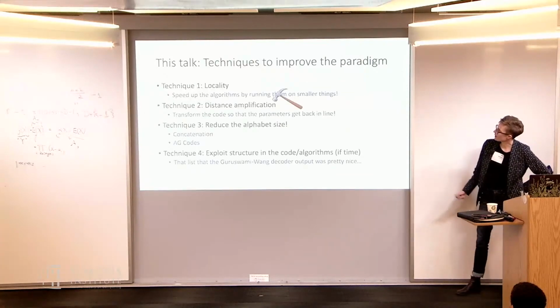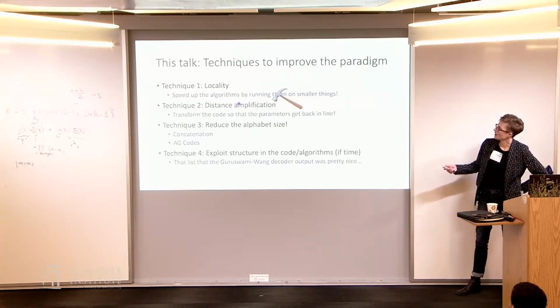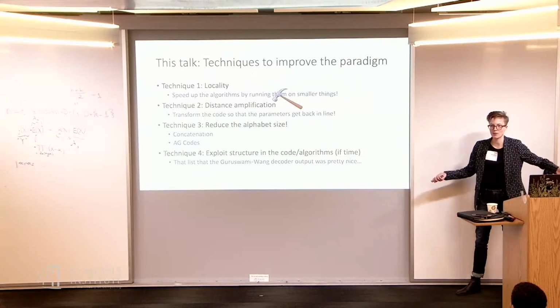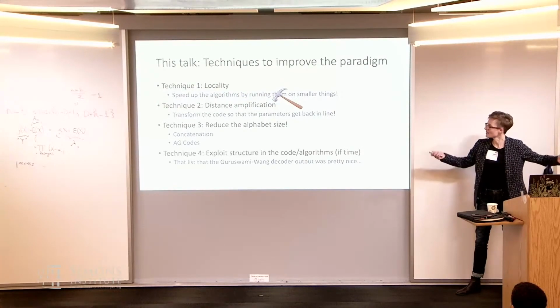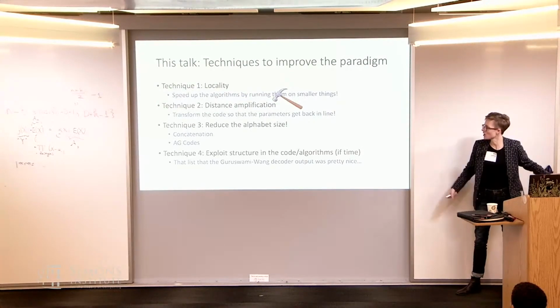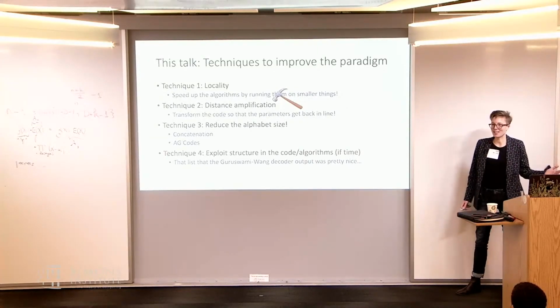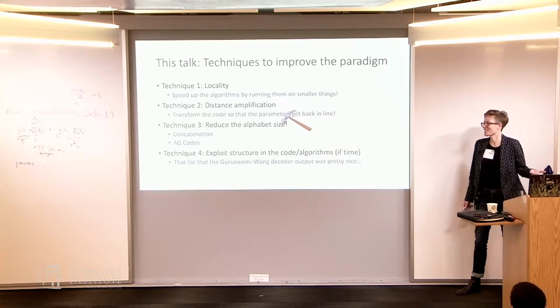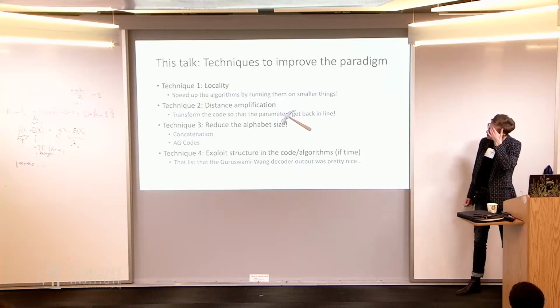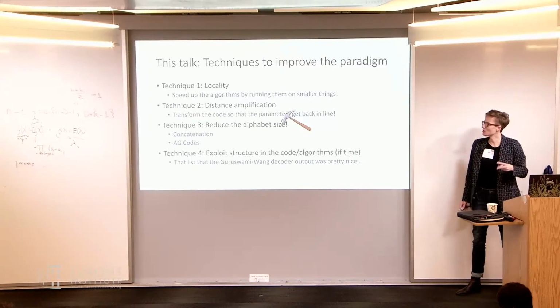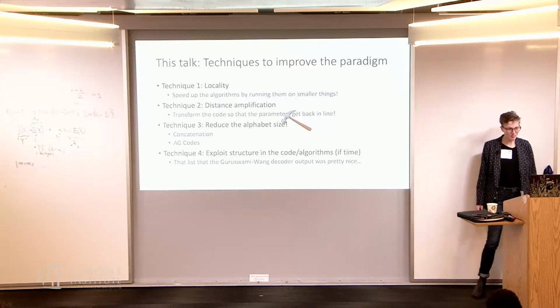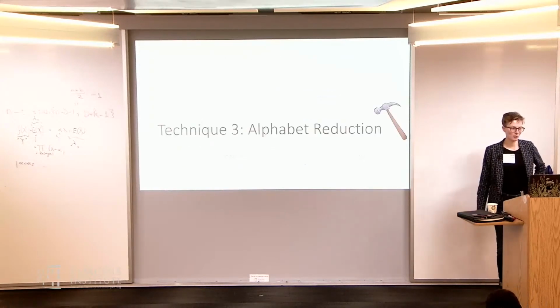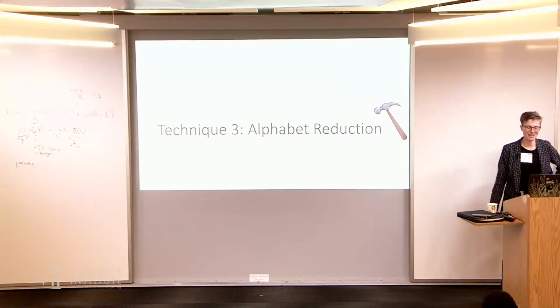Cool. Okay, so where are we? So far we've said, all right, technique one, locality: let's come up with a code that has really fast algorithms, but really bad parameters. Then distance amplification: let's transform this code to get the parameters back in line. But as several of you just pointed out, that makes the alphabet size really big. Why is that allowed? Sometimes that's allowed, but sometimes that's not ideal. So our next technique is going to be two different ways to reduce the alphabet size, and we're going to start with code concatenation, which is sort of the most natural thing to do.